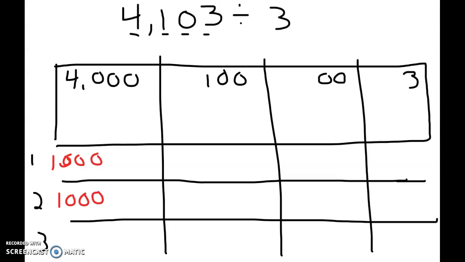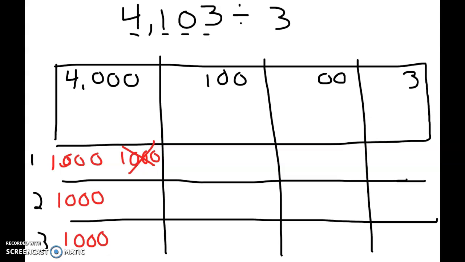1,000, 1,000, that gets me 3,000, 4,000. So I'm already noticing that I have a group that is not equal. So I'm not going to use this 1,000 right here. It's going to have to be regrouped.